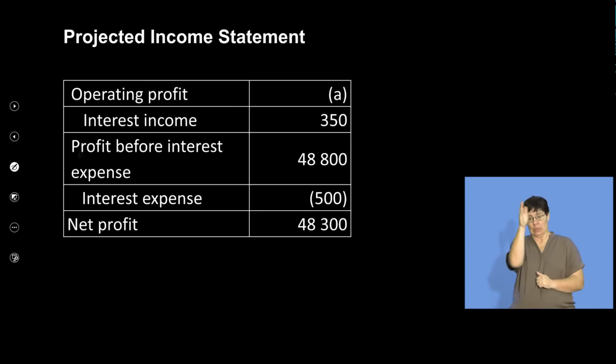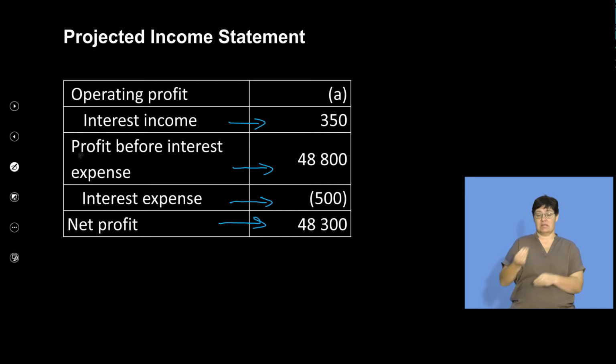Right, let's start with the first one. In the first one, we can see that we're given the bottom half of my projected income statement. So I have my net profit at the end of the year, I have my interest expense, I have my profit before interest expense, I have my interest income. I'm expected to calculate my operating profit.